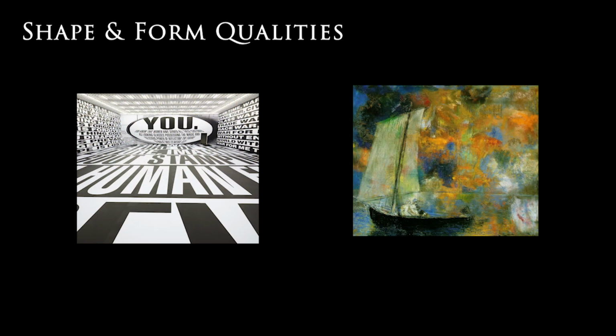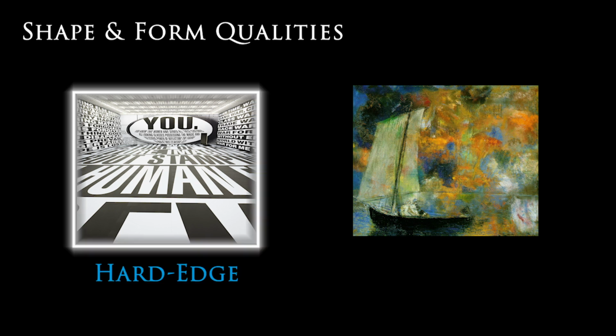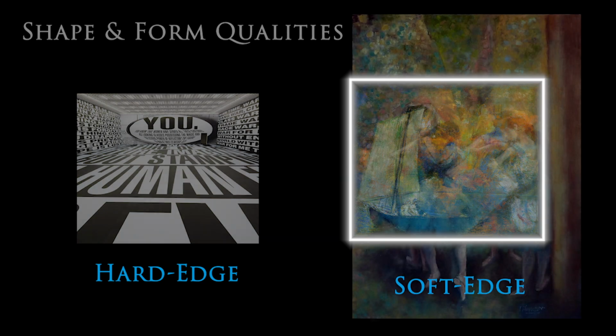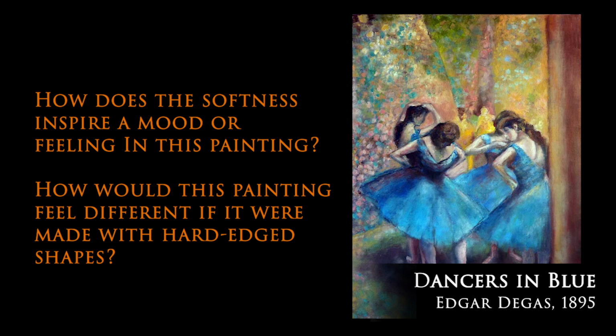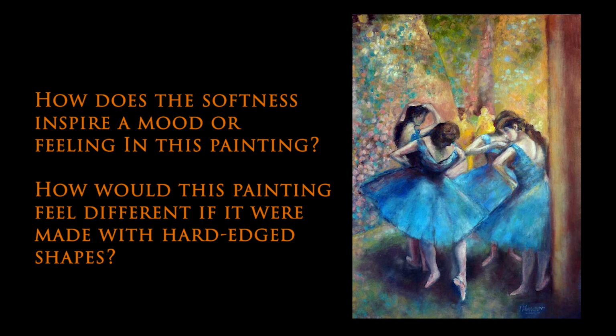You can have hard or soft edges in your shapes or forms. Think about how a very sharp, sleek-edged form or shape communicates something different to you than something with soft edges. In this particular painting, how does the softness inspire a mood or feeling with the shapes in this painting? And how would this feel different if it were made with hard-edged shapes?